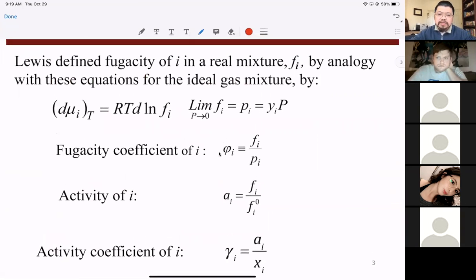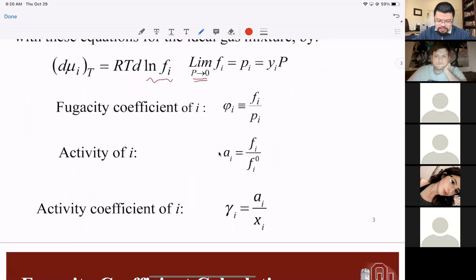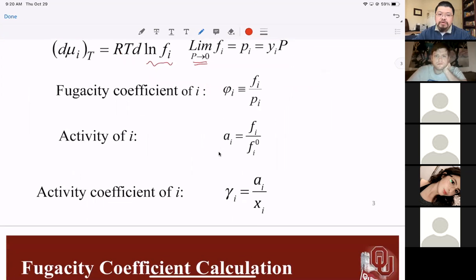After those understandings of the ideal gas, we moved on, and Lewis defined the fugacity for any component. Nothing special: we just compare with the ideal gas equation, and we write down d mu i = RT d log fi. At the ideal gas condition, the fugacity comes back and we can replace it by the partial pressure.